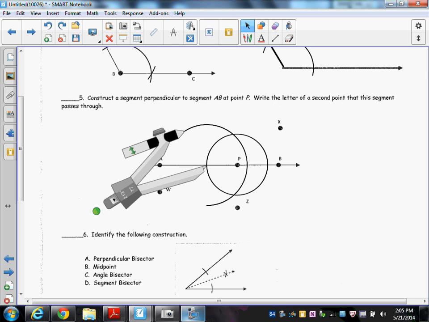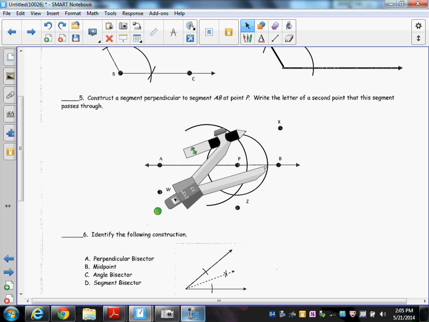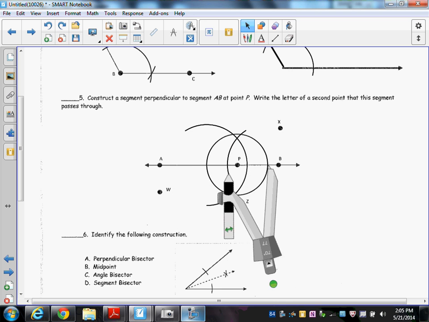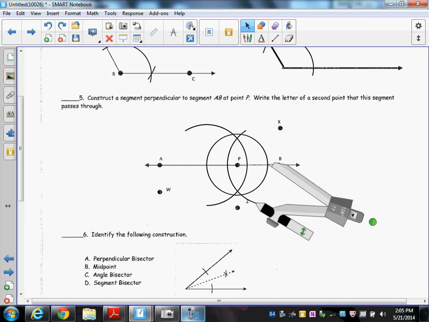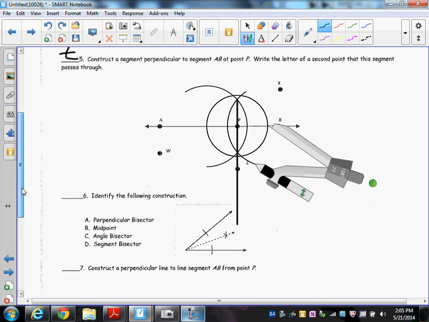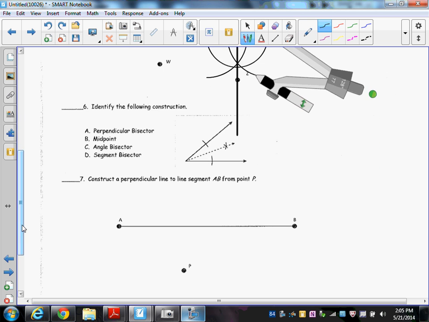We make one arc. We go over to the other point that we made, and we make the second arc. We take the straight edge. We go through both points, and we see that the answer is Z. We did a problem like number 6 already. We have to identify the following construction, and we see that the first 2 marks are right here. The second 2 marks are right there. That's an angle bisector, which is C.